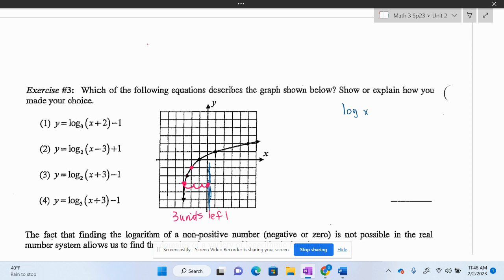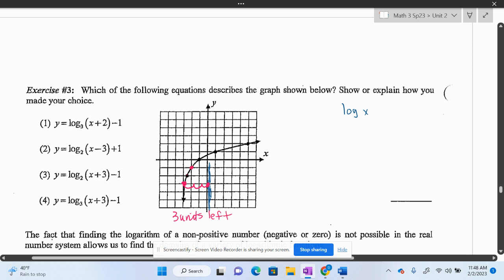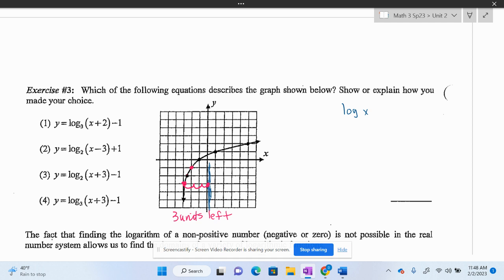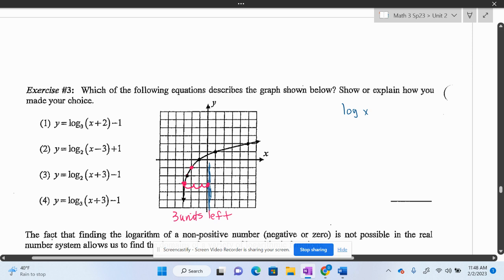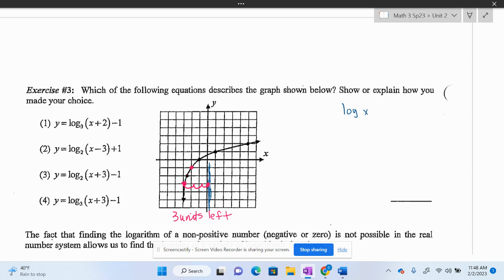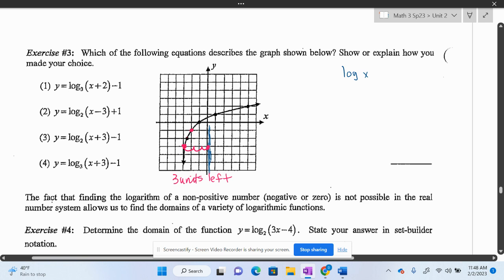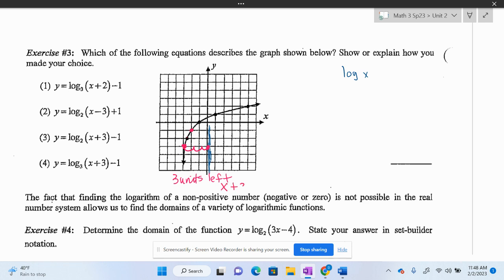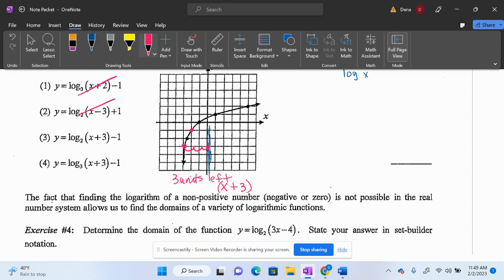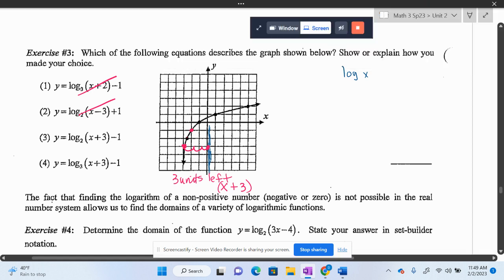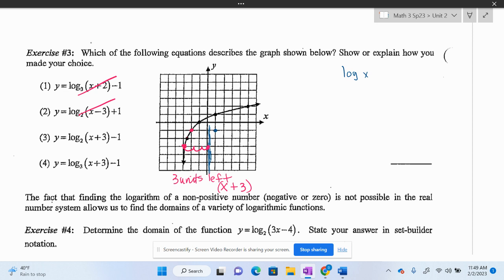So if we think about moving to the right or to the left, think about your parent functions. If we're going to move to the left, that's an operation that takes place inside the function, right? That horizontal shift is inside the function. And if we move to the left, it's actually shown by a plus. Good job. So this is x plus 3. I love that. Okay. So I'm going to get rid of everything that is not x plus 3, just crossing them out. Now I'm going to take the rest of my points and move them over 1, 2, 3.